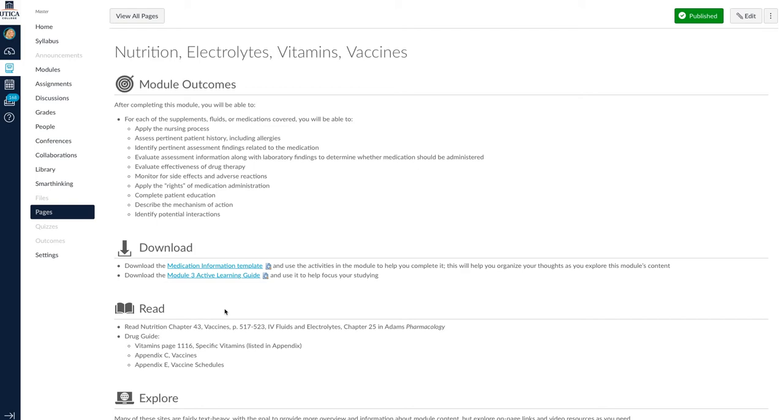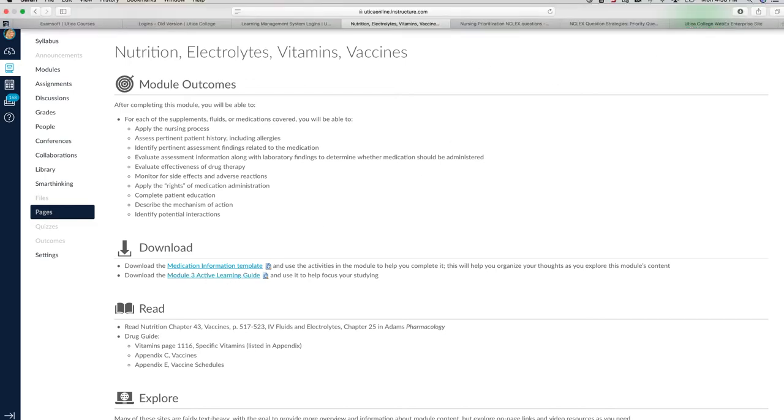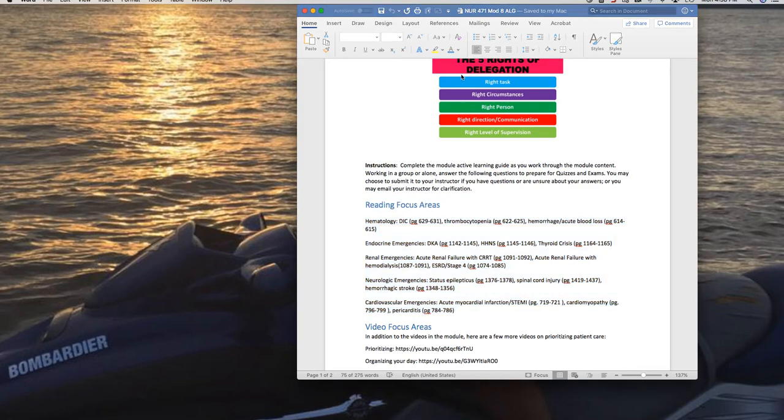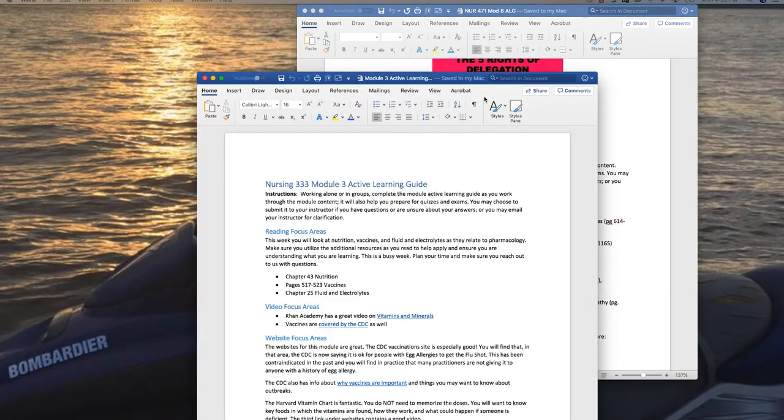The other thing that I want to focus your attention to is these active learning guides. The active learning guides are a source of additional information for you that you should be looking at every single week and pulling from, because they are fabulous resources for you. I apologize, I'm bringing it back over.